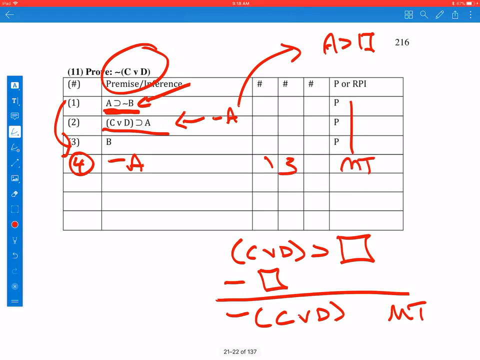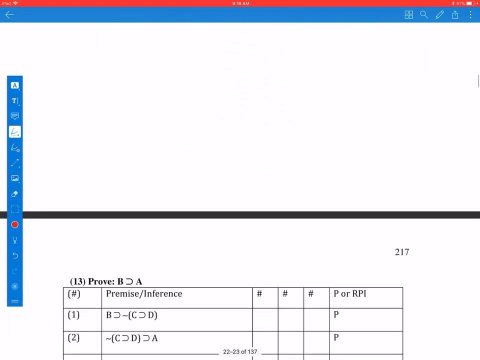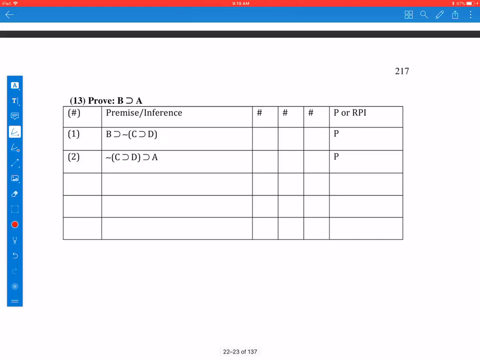Now, why did I get the not A? Because I needed it to use on line 2, and that gets me line 5, which is not C or D, from 2 and 4, modus tollens. And we're done. Let's move on to another one.